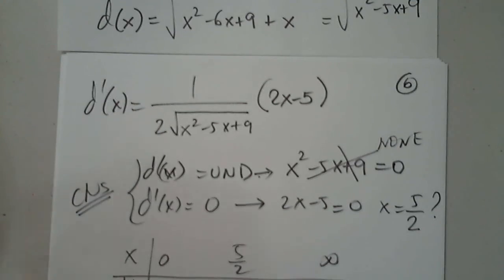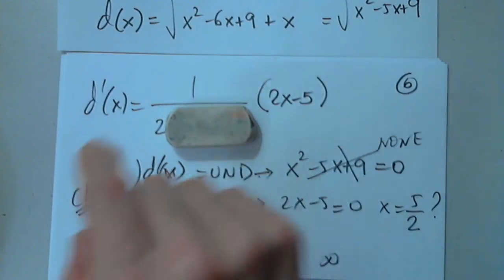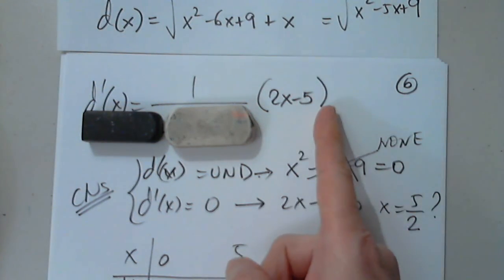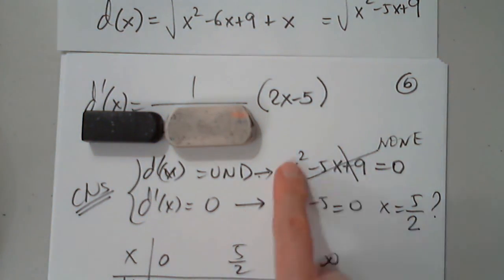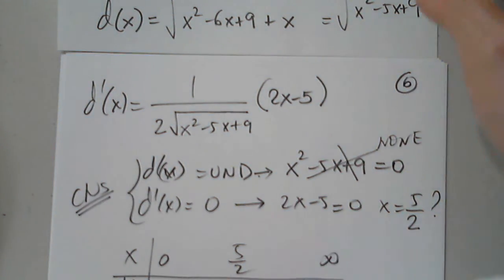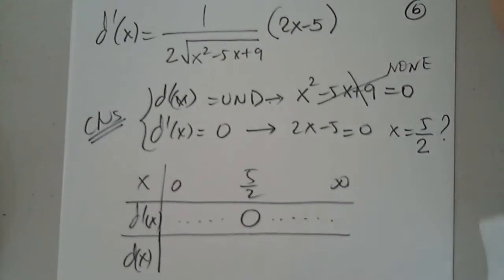Of course, the denominator, if that's what you said, is always positive. Don't even waste your time on it. But 2x minus 5 could be positive or negative. So plug in 0 in it and tell me the sign, and plug in 10 in it and tell me the sign. Negative and positive. Correct.